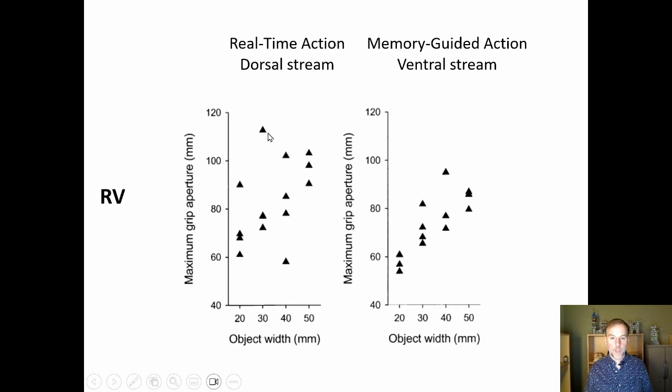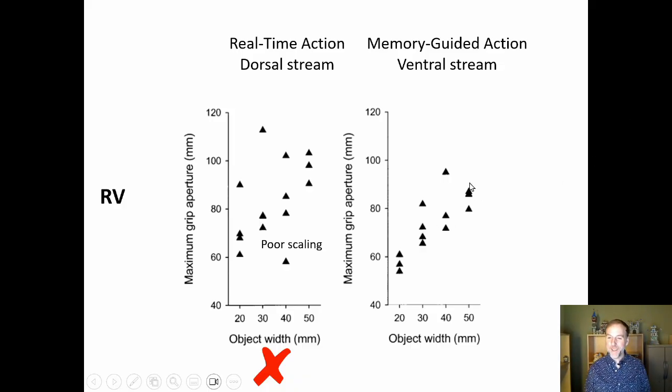We have poor scaling of her grip aperture. It's kind of all over the place. Like, look at this trowel. It should be a medium object. This trowel, she thought it was extra large, and this trowel, she thought it was medium. Not good. But then we say, okay, look at the object, close your eyes, and pick it up.